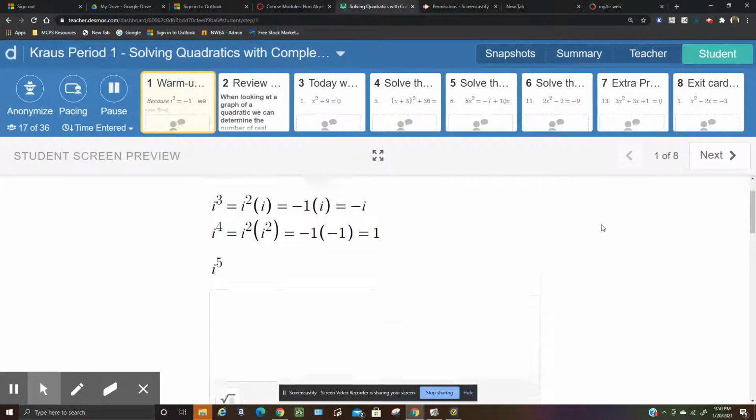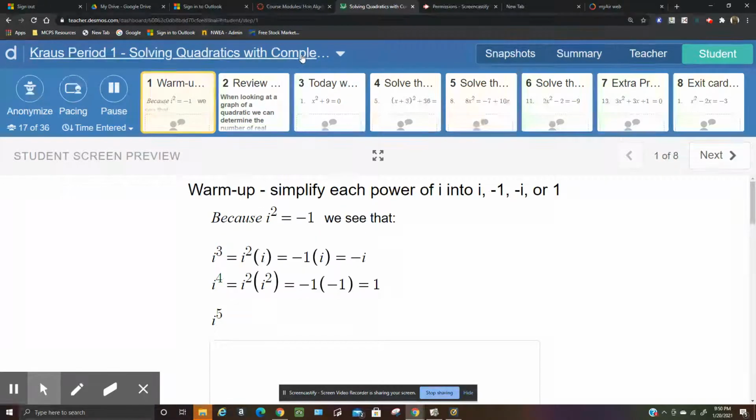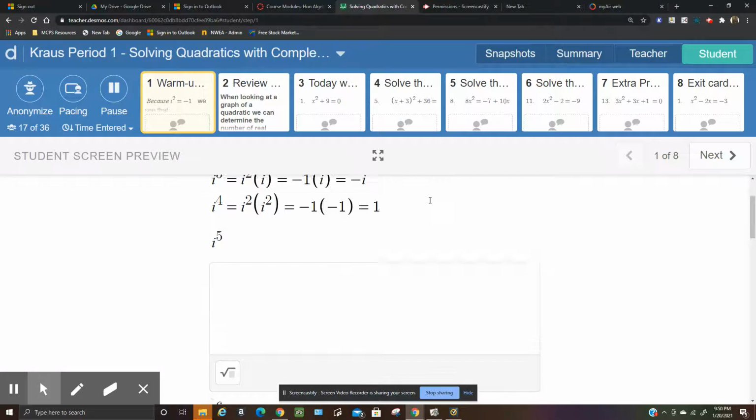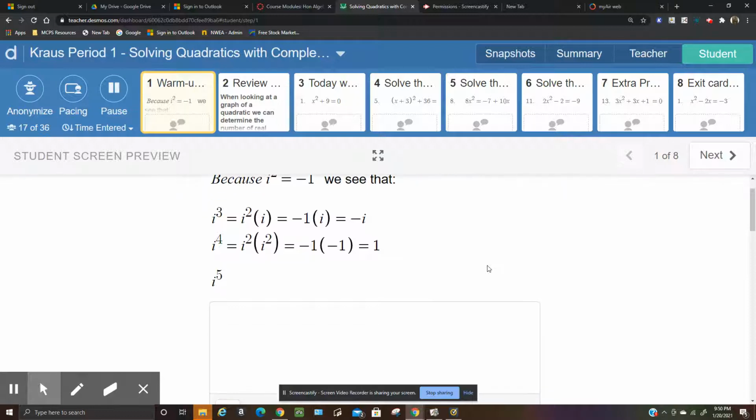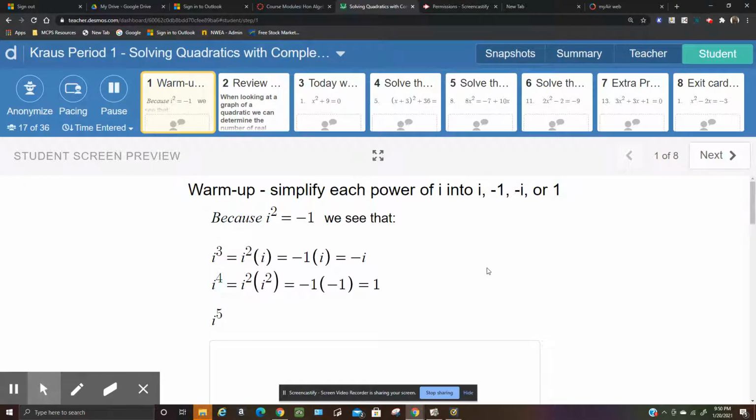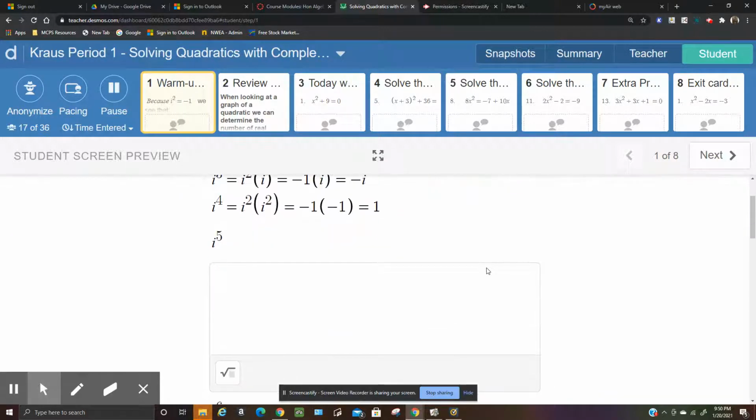This is a video of solving quadratics with complex number solutions. So this first slide is the same as slide 14 on the previous activity, but go ahead and go through this warm up here.